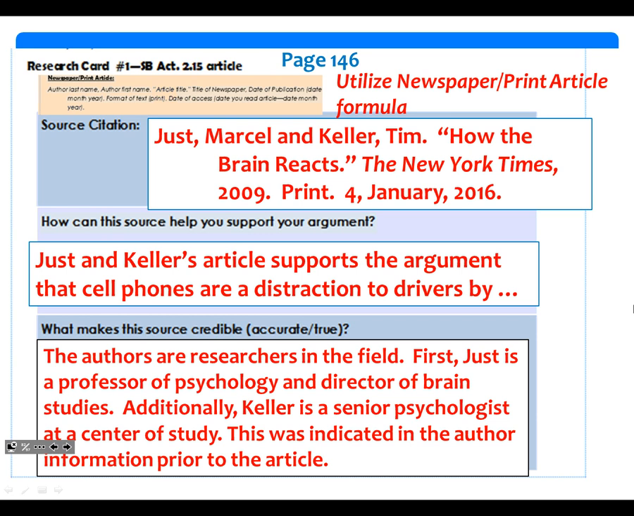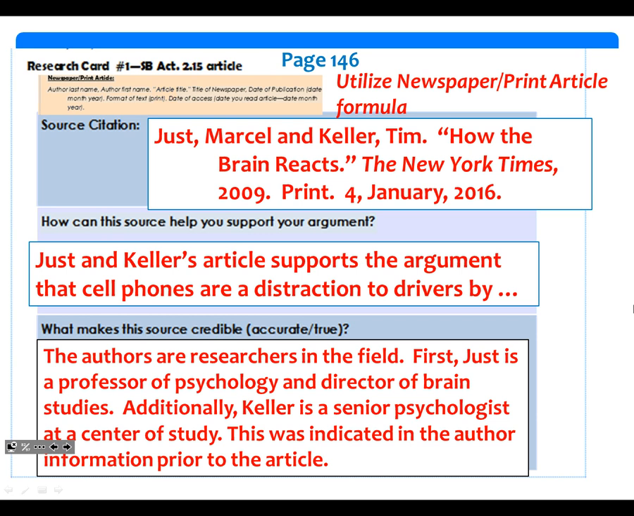Just as a professor of psychology and a director of brain studies, additionally, Keller is a senior psychologist at a center of study. So both of these men are men of science. They have degrees. They've been doing this for decades. They're not just random reporters. They're giving us their findings, their studies.